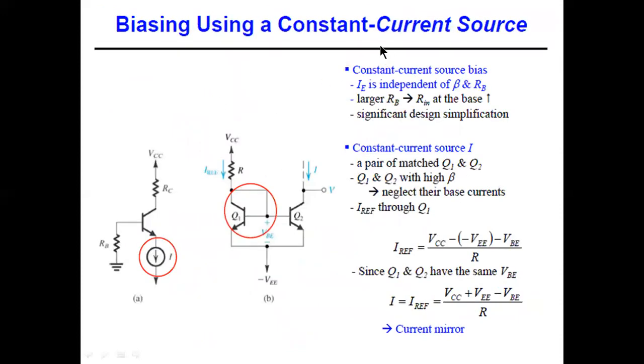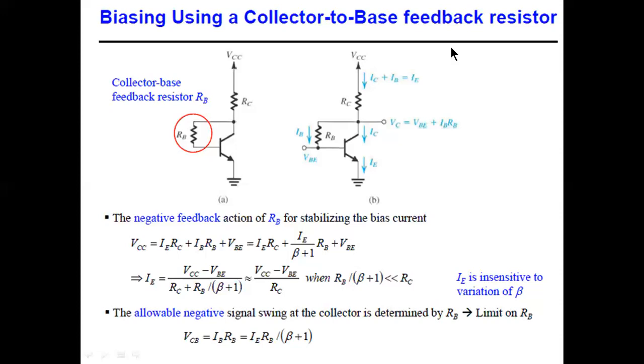One of the most important methods of biasing is the constant current source, but however, this is out of the scope of our syllabus. You will be studying more of this in VLSI design. Please remember that in all integrated circuits, we use a constant current source rather than the methods which were used earlier.